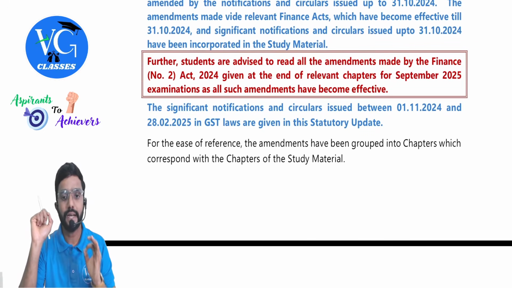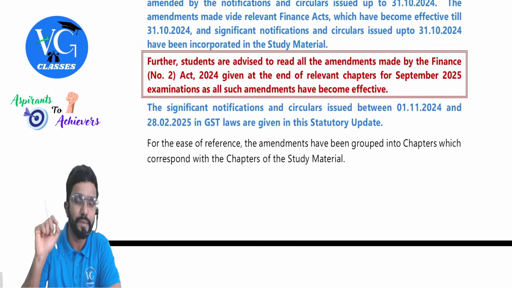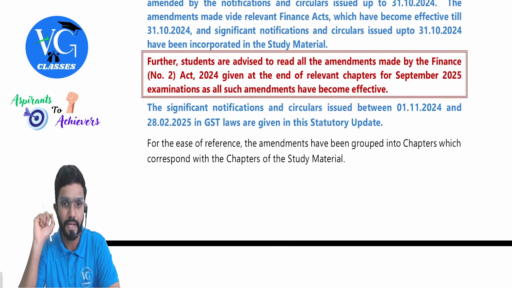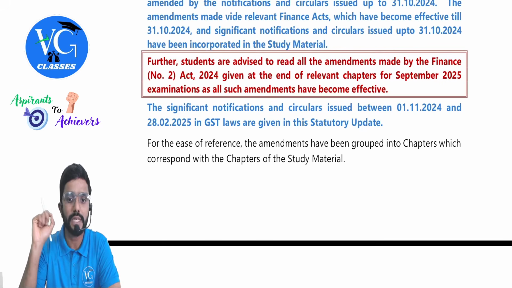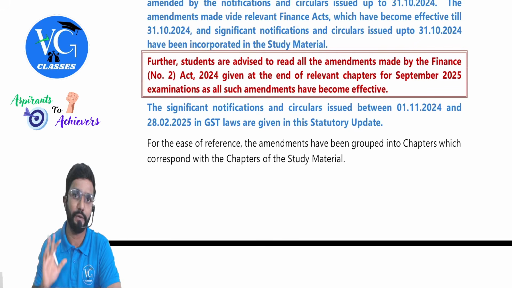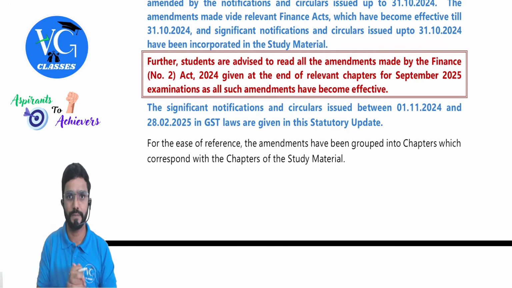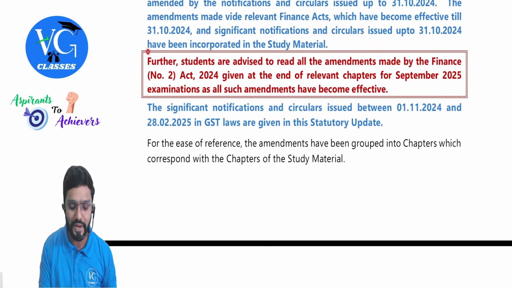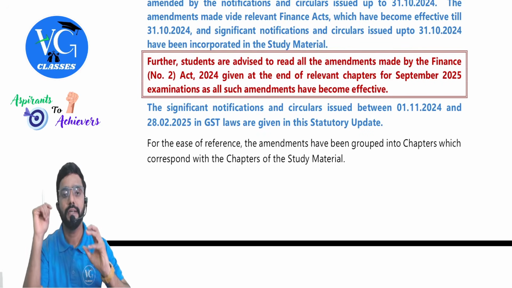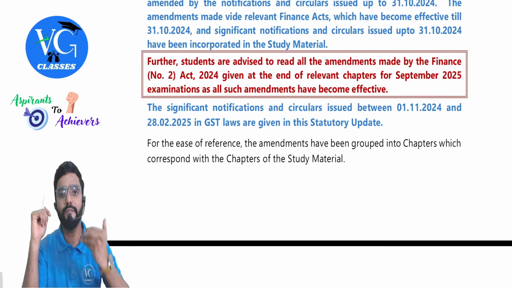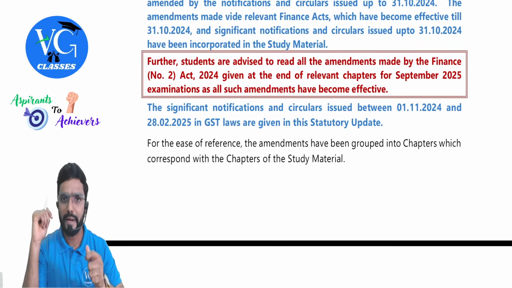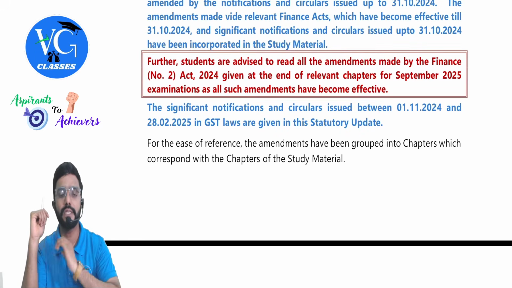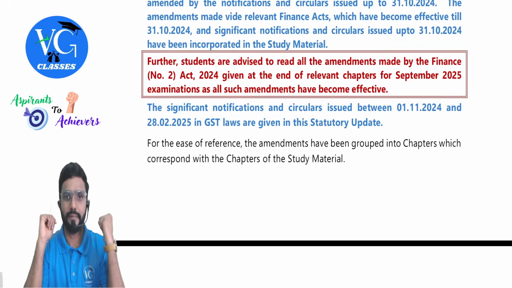Further, students are advised to read all the amendments made by the Finance (No. 2) Act 2024 given at the end of relevant chapters for September 2025 examination, as all such amendments have now become effective. That is only for September exams. Guys, whatever they have mentioned in this paragraph in red color, this is nothing but at the end of every chapter, wherever amendments are there, the institute has given in one or two pages at the end of the chapter, few amendments.